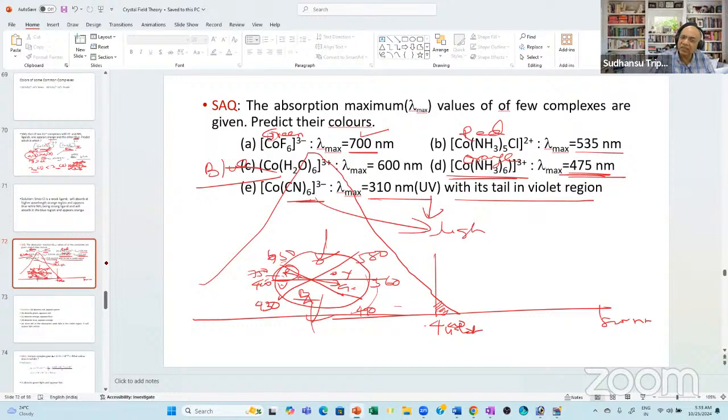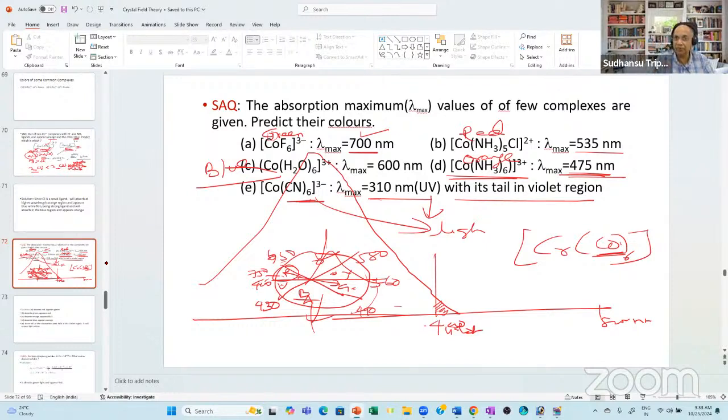And the d-d transition peak is buried somewhere inside. Delta-o is also high, that falls in the UV region, but that is buried inside. So we find the color, if at all there is a color, in some carbonyl complexes, like chromium hexacarbonyl. This complex is light yellow. Same thing, it is not due to d-d transition, it is due to the charge transition. I'll tell you in detail.